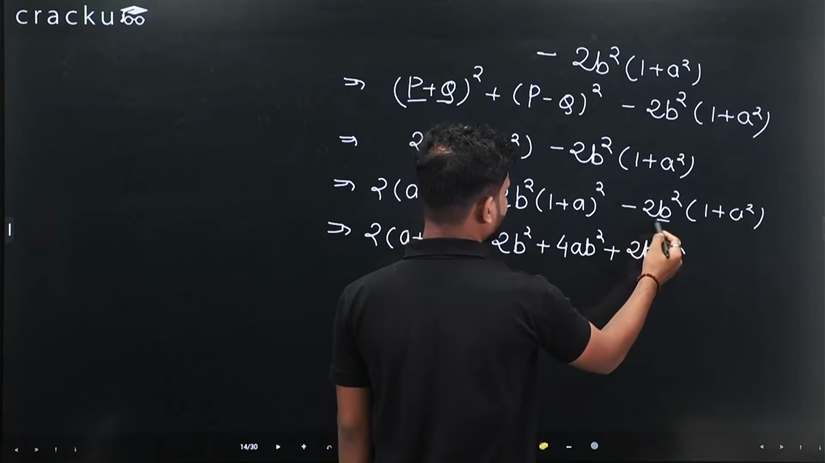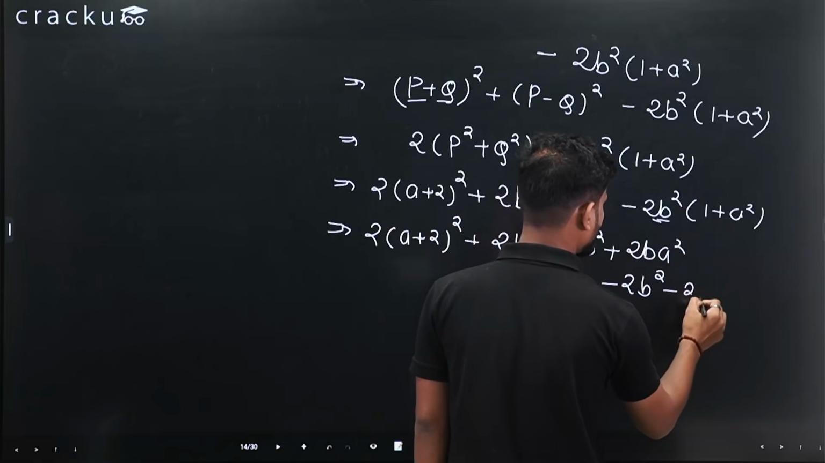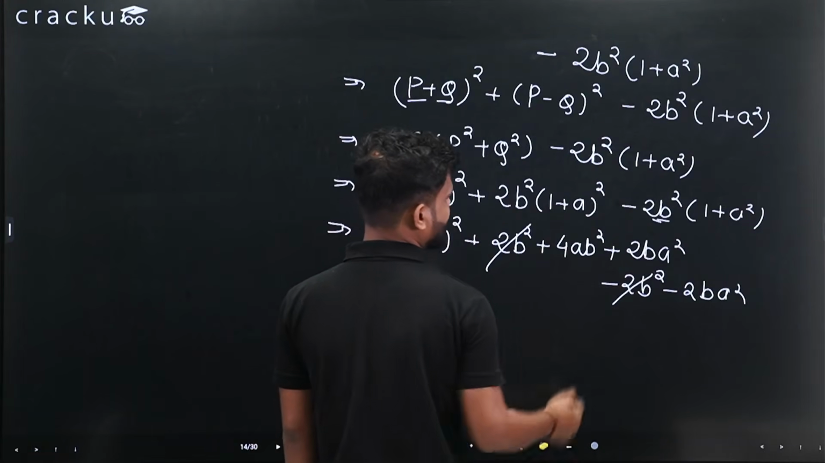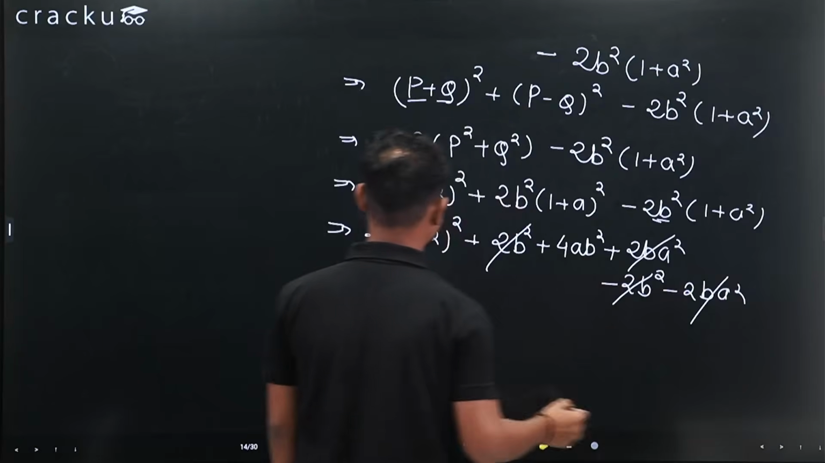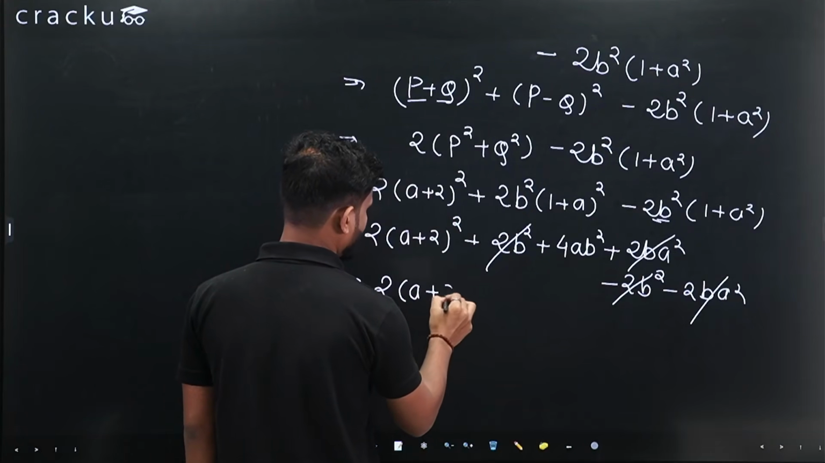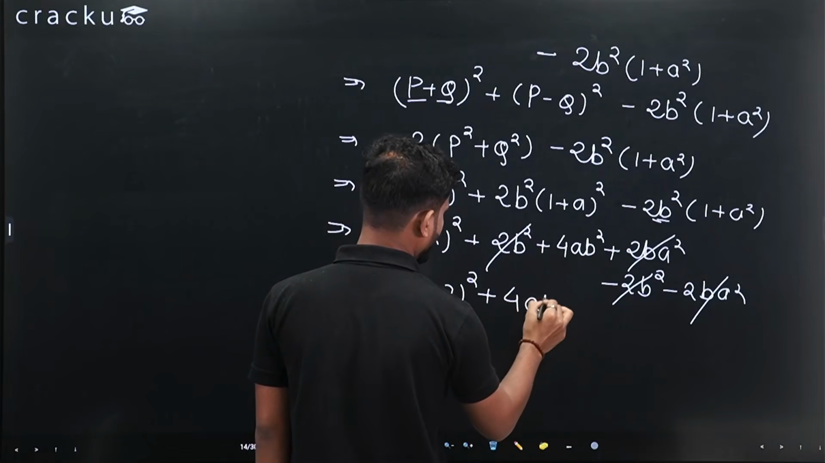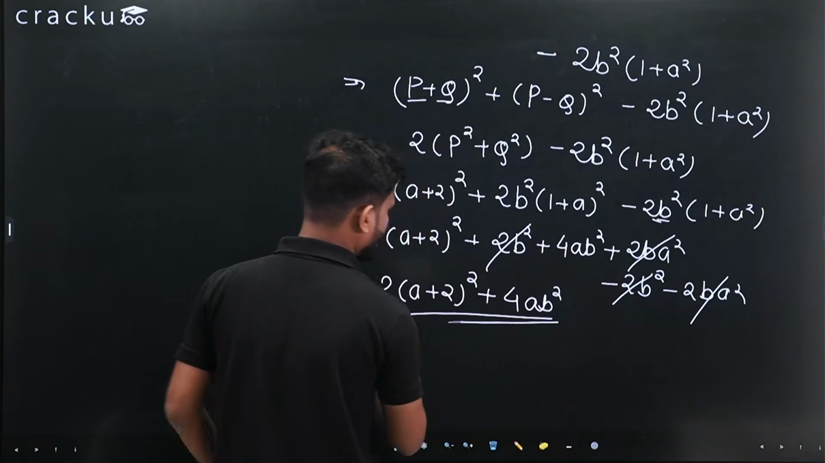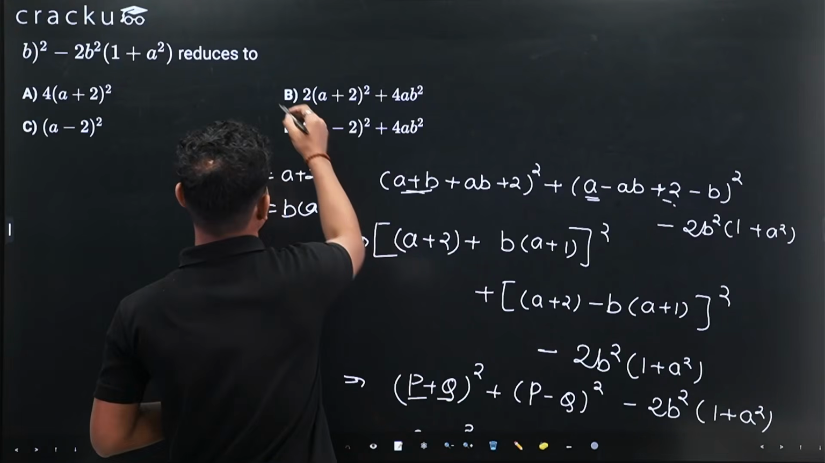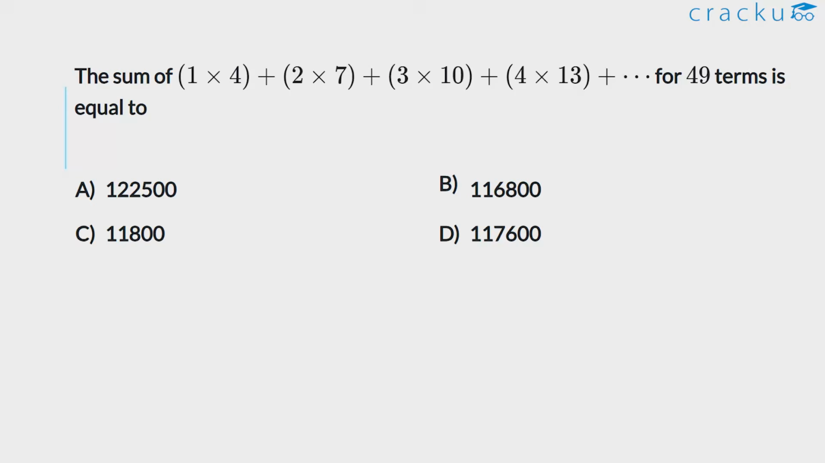Let us expand this one. This will be minus 2b square minus 2b a square. So 2b square gets cancelled, 2b a square gets cancelled. From here I get 2 into (a plus 2) whole square plus 4ab square. Let us see if we have this option or not. We have this option in option number B. So option B is the correct choice here.